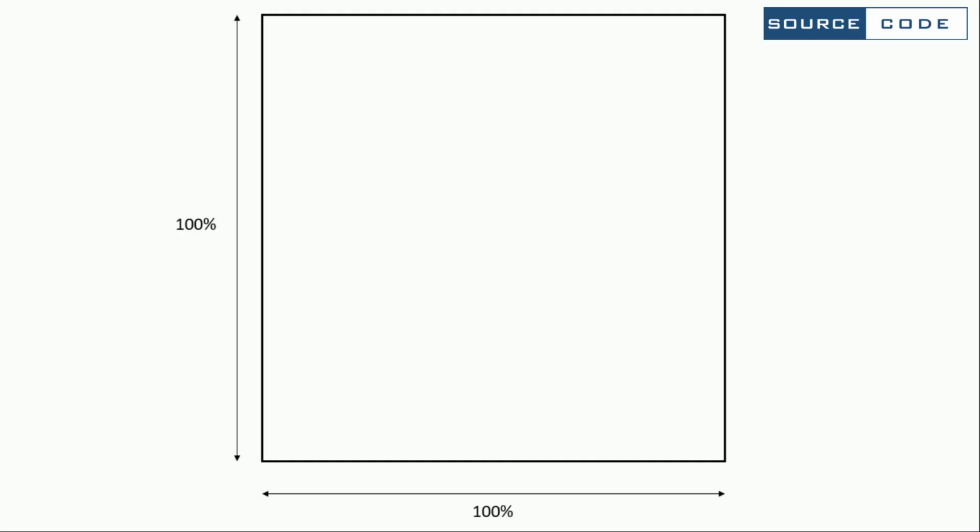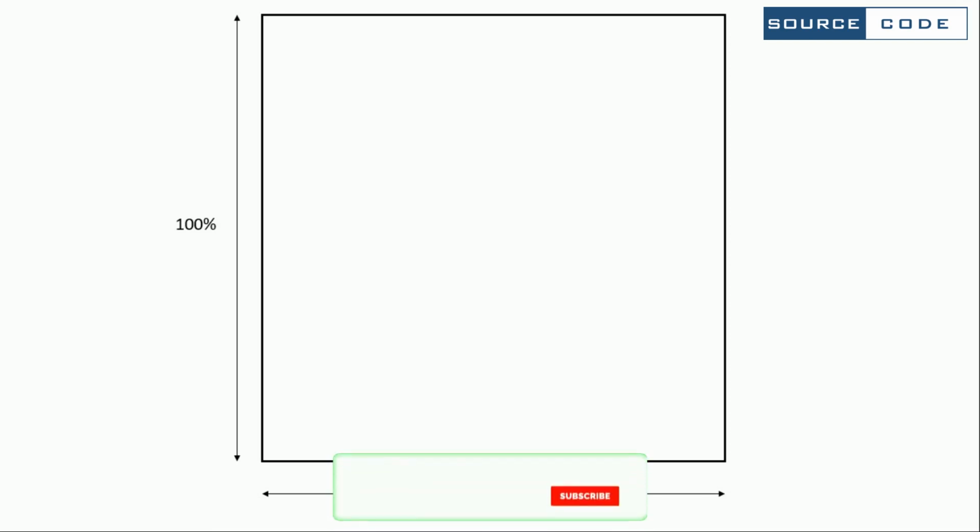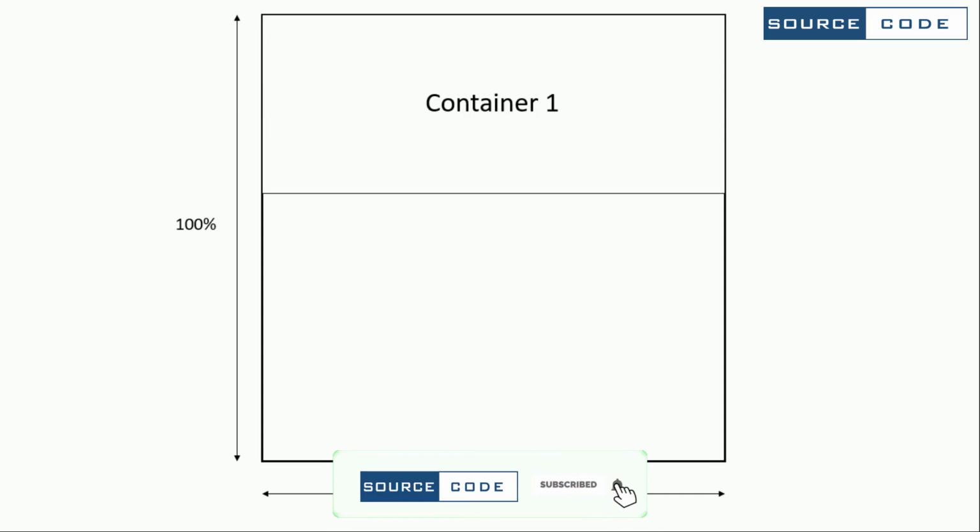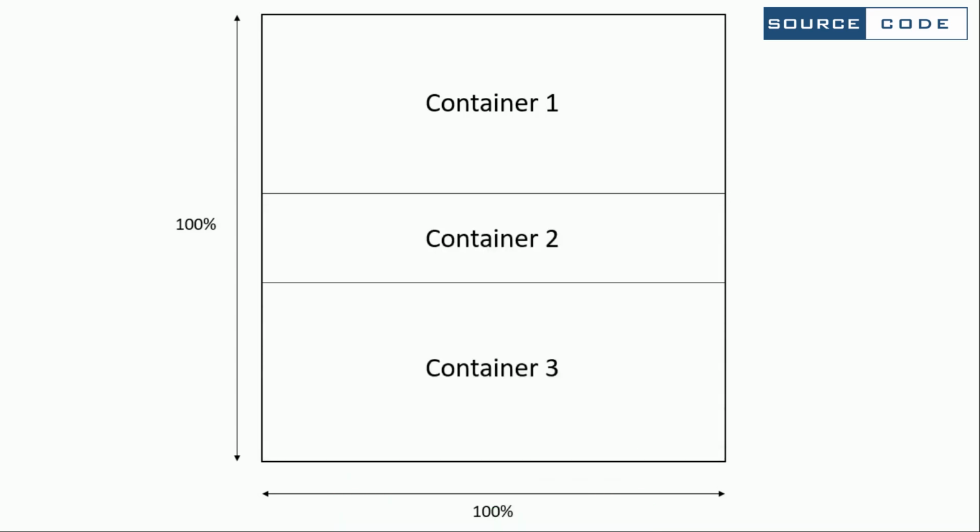Before we go to the coding part, let me show you how we are going to design our Ludo game board. First of all, we have to take one container of the same size, and in this container, we have to define container 1, container 2, and container 3. Now in this container, we have to design our Ludo game board.